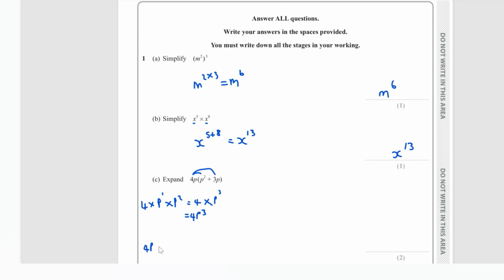For the second bit, 4p multiplied by 3p, we can split this up. So we can multiply the integers together and then the p's together. So 4 times 3 is 12. p to the power of 1 multiplied by p to the power of 1 gives us p to the power of 2. So our final answer will be 4p to the power of 3 plus 3p to the power of 2.